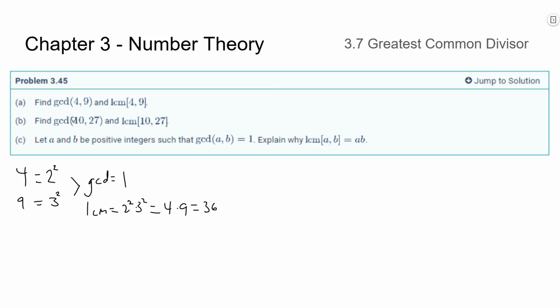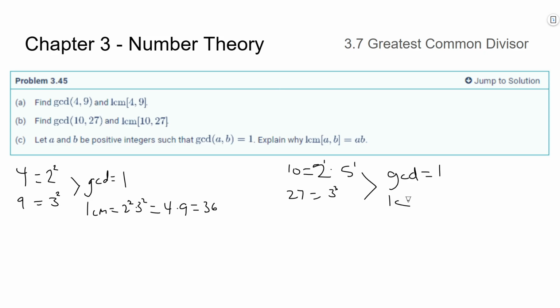All right, so let's see, find the GCD of 10 and 27 and the LCM of 10 and 27. Okay, so 10 is equal to 2 to the 1 times 5 to the 1. And 27, I believe that's going to be 3 squared, or 3 cubed, right? 3 cubed, yeah. Okay, so same thing as before. So our GCD is going to be 1, because there's no common bases here.